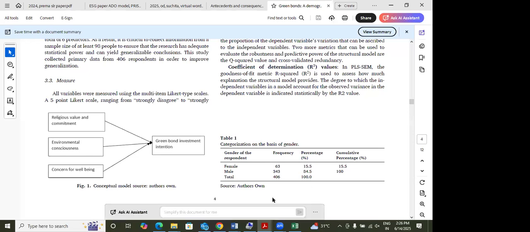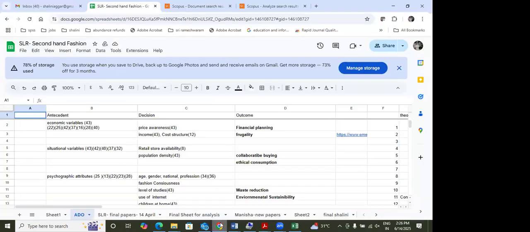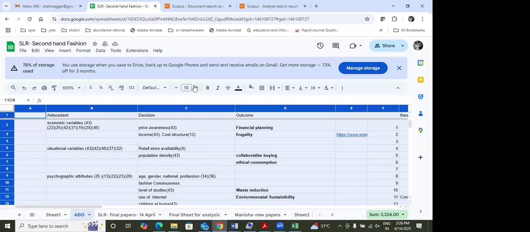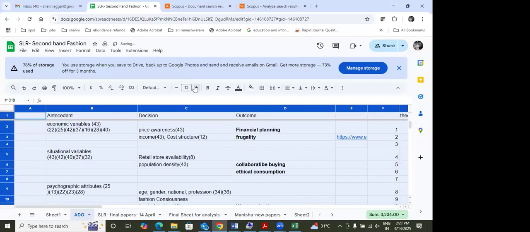Let me tell you one thing: you will not be able to make it just like that. It needs hard work. I say this line again and again because it may require lots and lots of hard work. We were three women working on this paper, and we jotted down the variables like this. This is on second hand fashion. What are the factors why people go for second hand clothing?